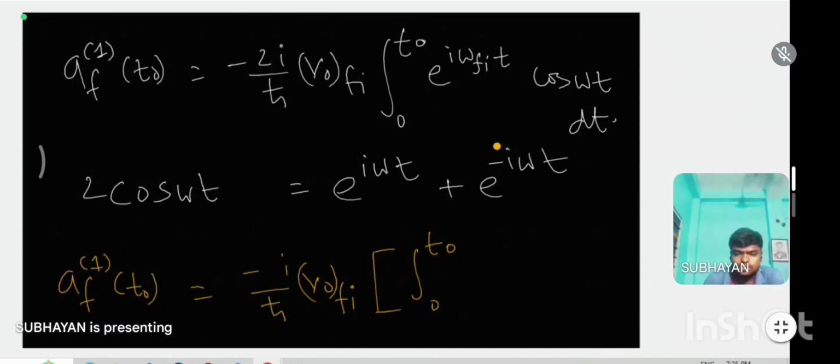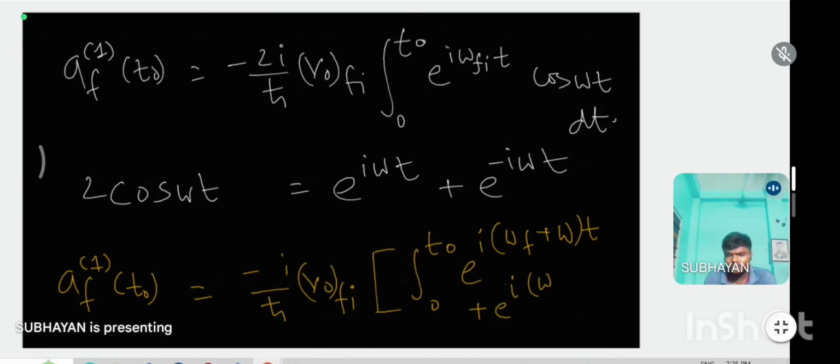Then you can write e to the power i (omega fi plus omega) t, plus e to the power i (omega fi minus omega) t.